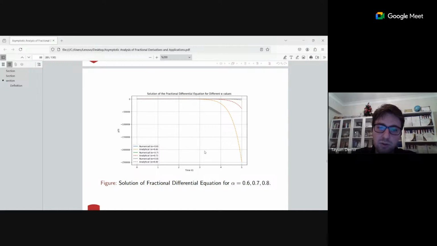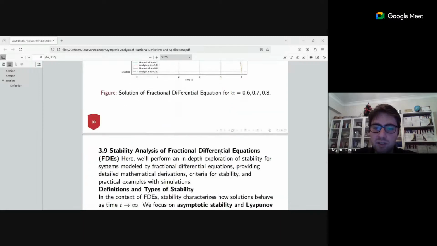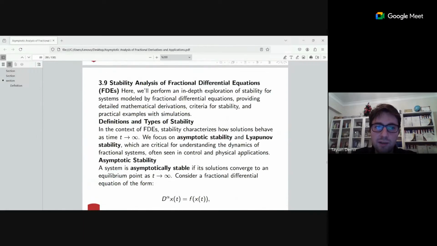This is another solution according to the fractional derivative. If we consider 0.6, we look at this blue line. And if our derivative takes different values, our graphical results behave differently according to the derivative of the fractional differential equations. And this chapter is about the stability analysis of fractional differential equations.